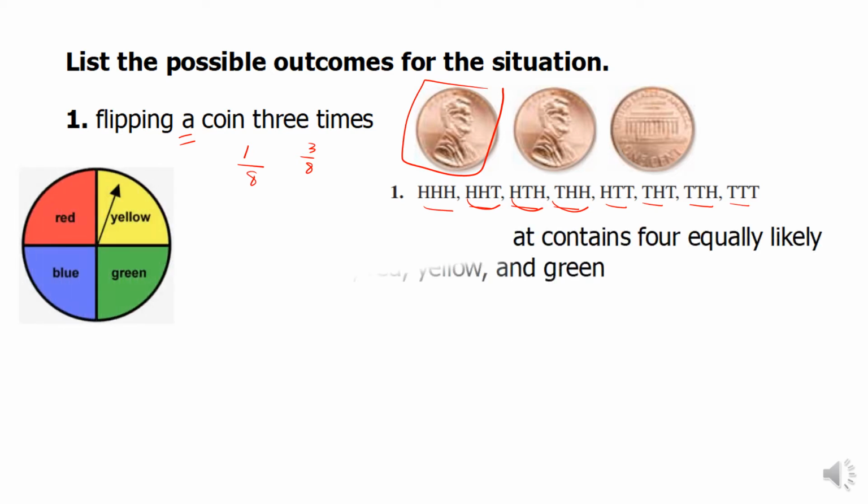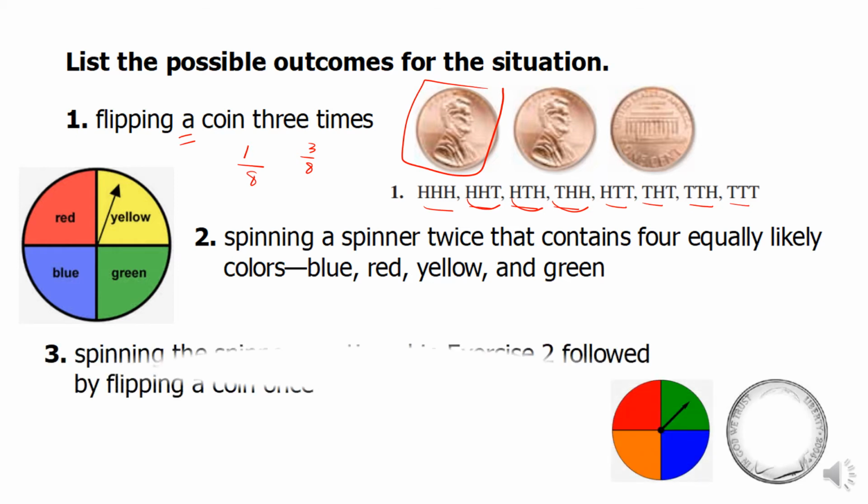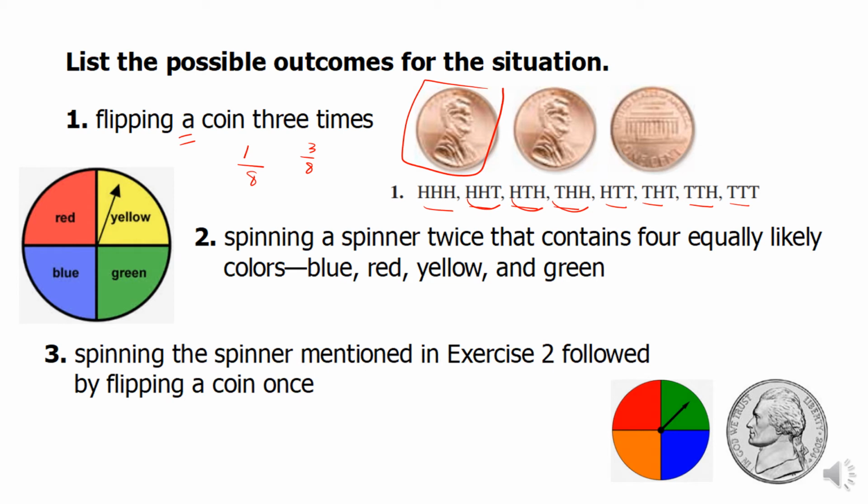Okay, here's another example. Spinning a spinner twice that contains 4 equally likely colors, blue, red, yellow, and green. So, what are the possibilities? Okay, think about what they are. Spinning the spinner mentioned in exercise 2, followed by flipping a coin once. So you've got to come up with all the possible outcomes. Okay, that's for you to do. We can talk about that later.